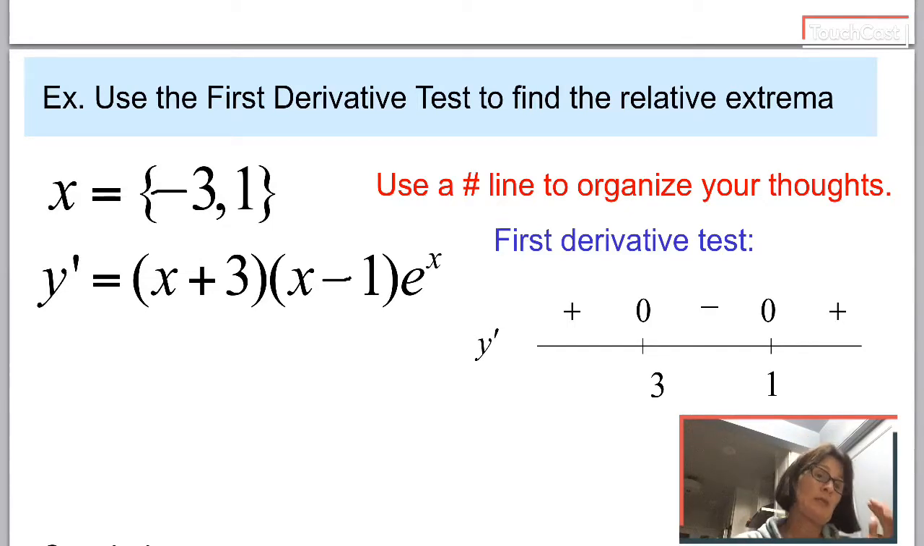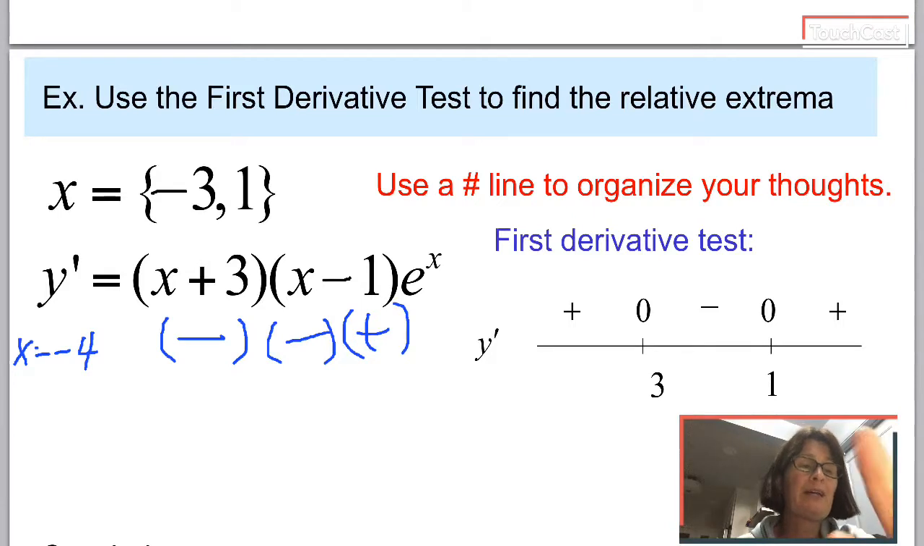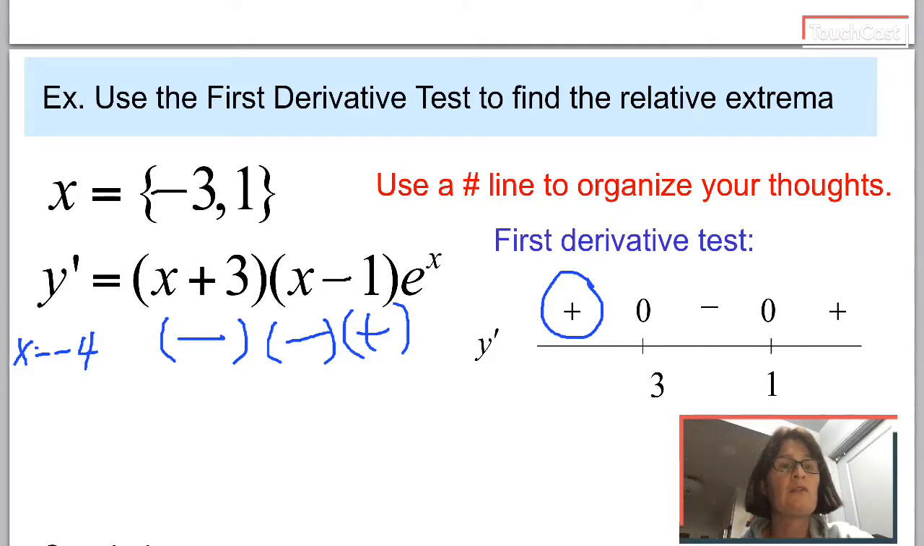All right, so I'm going to test a point on each interval. I'm going to test a number less than negative 3. So imagine using negative 4. When x equals negative 4, negative 4 plus 3 is negative 1, that's negative. Negative 4 minus 1 is negative 5, that is also negative. E to the negative 4 is still a positive number. We said e to the x is never negative, so it's going to be times a positive. But if I multiply a negative number by a negative number by a positive number, the result is going to be positive.